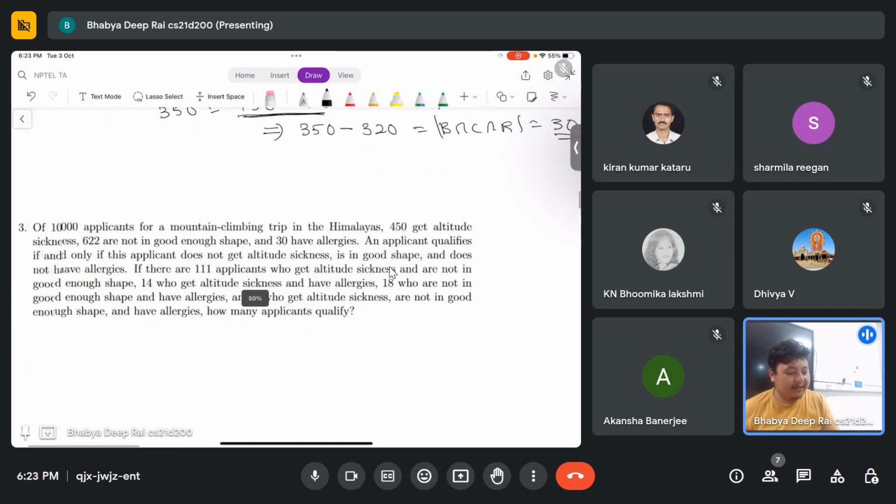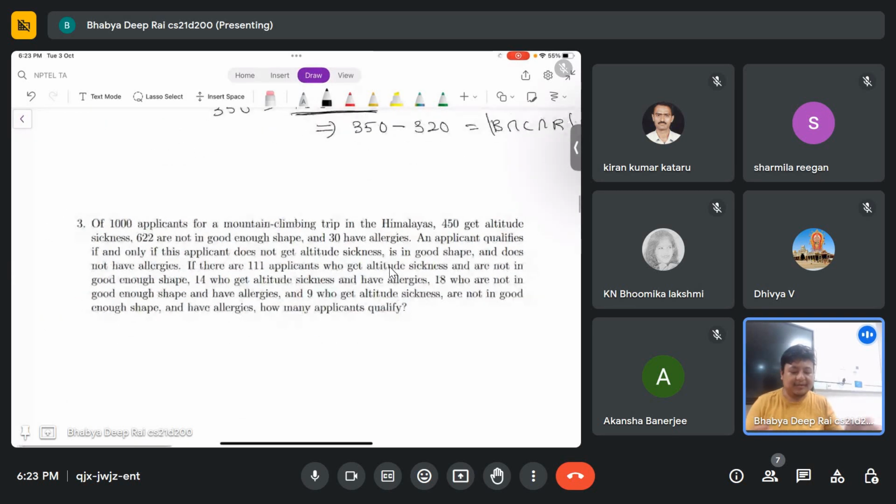But you can try this other question also. It's of a similar flavor. Three sets are given, and you can try this. So the question says the following: there are 1,000 applicants for a mountain climbing trip in the Himalayas. 450 get altitude sickness, 622 are not in good shape, 30 have allergies. Then you can immediately tell what the sets represent, right?